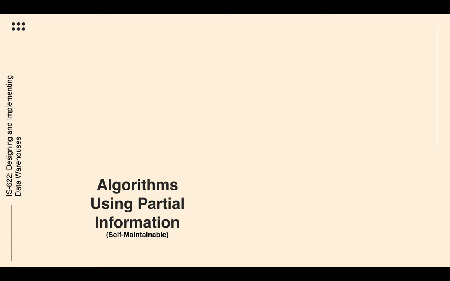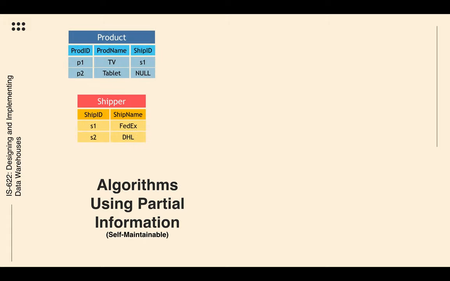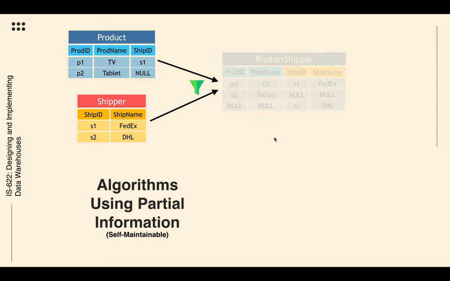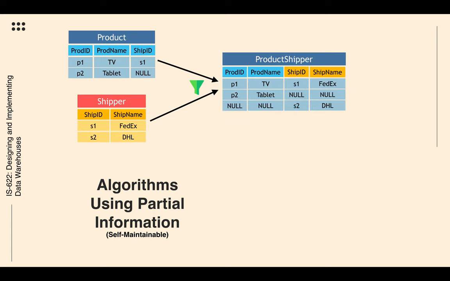Now let's look at the algorithm for implementing, using partial information, which is for self-maintainable views. Let's say we have two tables, product and shipper. These are the base tables, as I told you before. From these base tables, we created a view, which is called the product shipper view, and we have been doing this example.